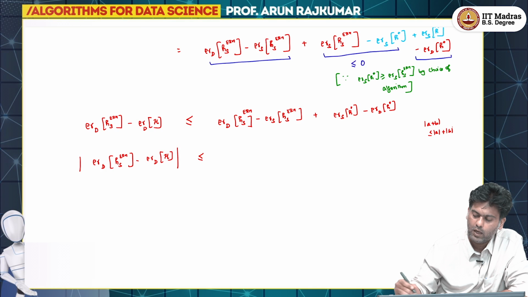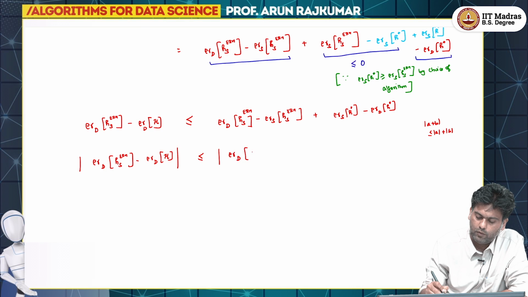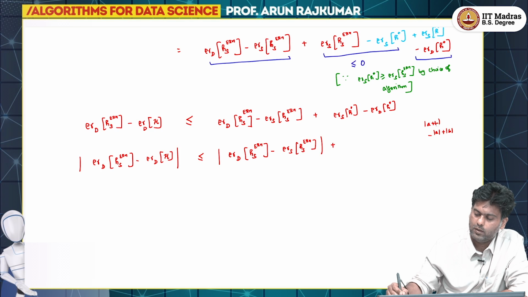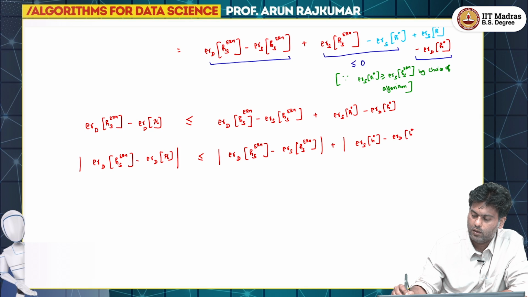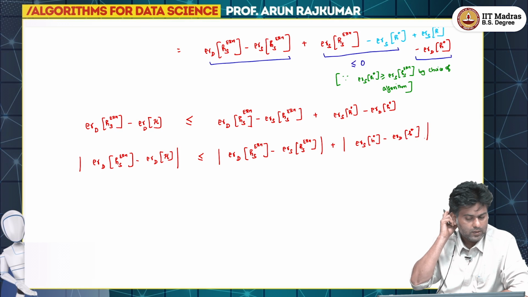absolute value of B, and so I can write this as RD of H_S ERM minus RS of H_S ERM plus the absolute value of RS of H star minus RD of H star. Okay. So, this happens.